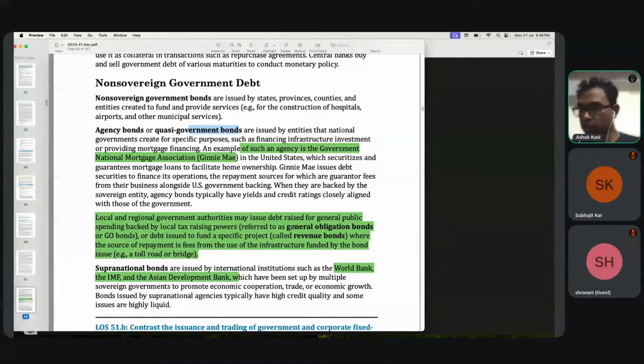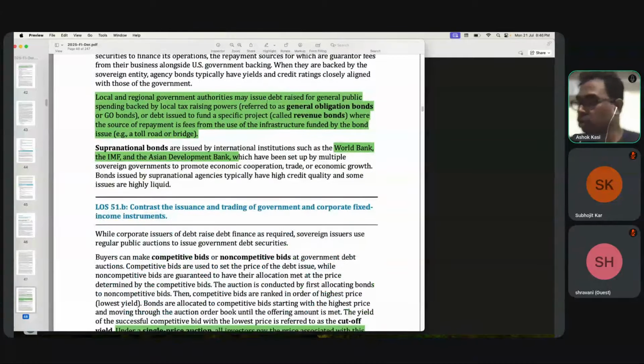Now, local and regional government authorities may issue debt for general public spending, backed by local tax raising powers. Now these are general obligation bonds and revenue bonds. What does this mean? General obligation bonds means debt is raised, but they will not get any revenue for fulfilling the obligations. They will be paying from the tax that they get.